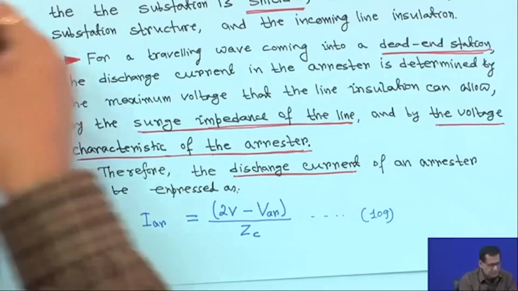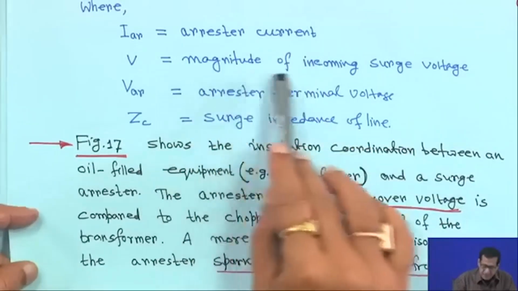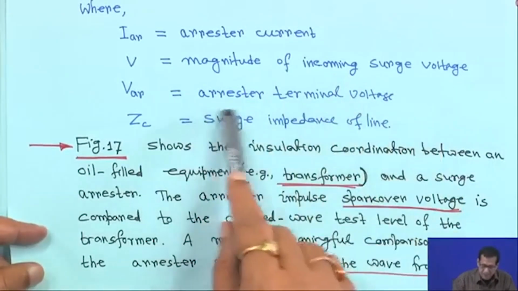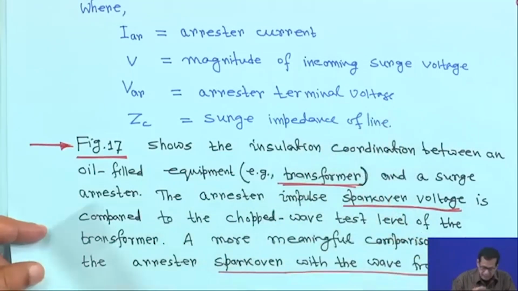So, this way, I_AR is the arrestor current, V is the magnitude of the incoming surge voltage, V_AR is the arrestor terminal voltage, and Z_C is the surge impedance of the line.